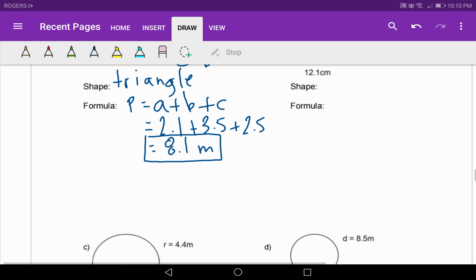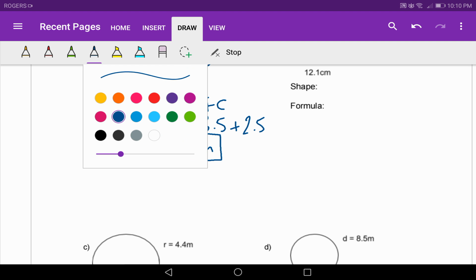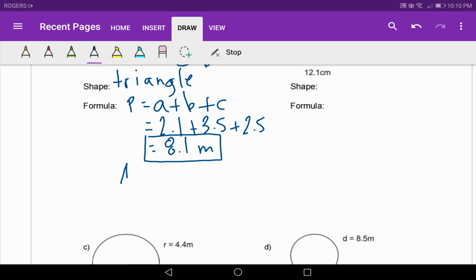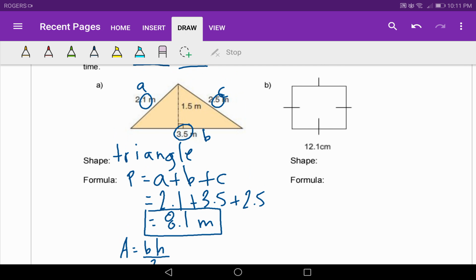All right. Next, we are going to find our area. So it's area equals base times height divided by 2. All right, let's look at my triangle. Where is the base of my triangle? It is the 3.5. That's the base. That's kind of like the bottom of the triangle, I guess.